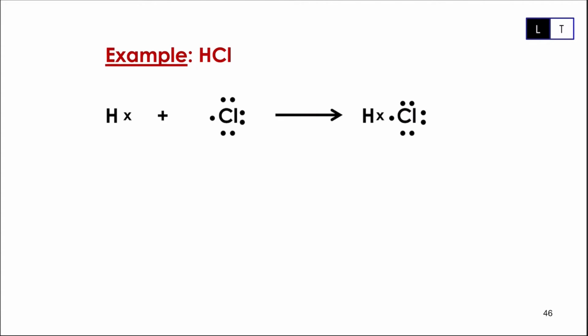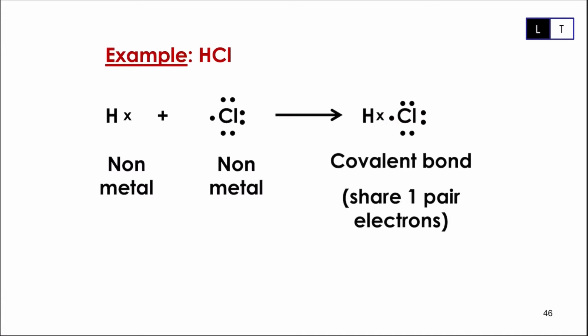For example, I have HCl. H adalah non-metal and Cl adalah non-metal. We understand from the previous video, covalent bond forms between two non-metals. That is why H and Cl will share a pair of electrons. A pair maksudnya dua electrons. So you can see this is the covalent bond between hydrogen and Cl atom. Dan dua elektron ini bermaksud a pair of electron, satu pasang.